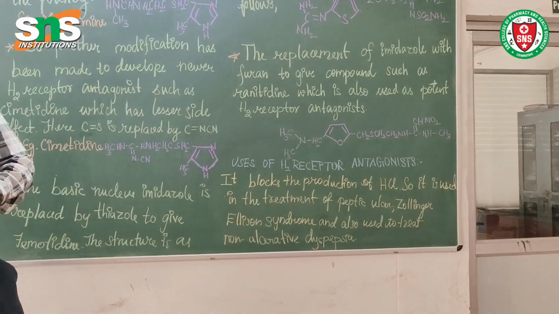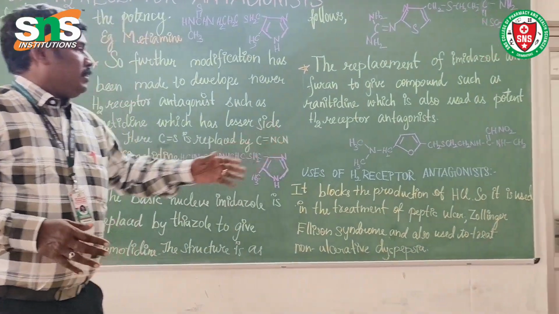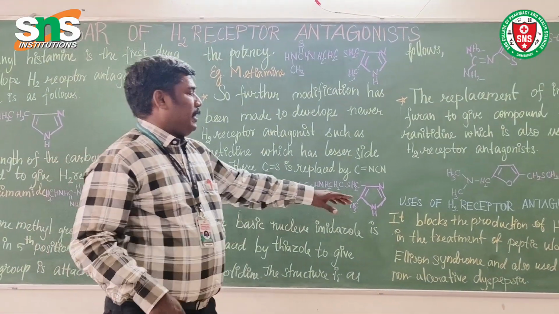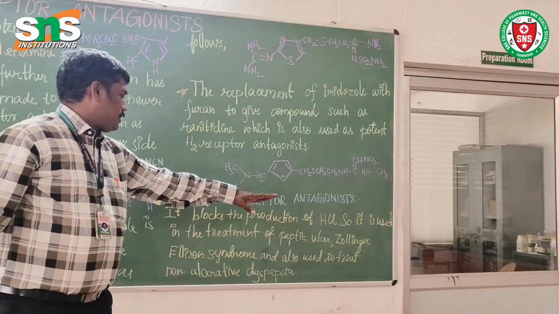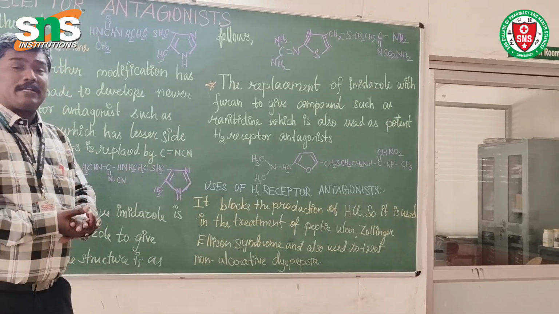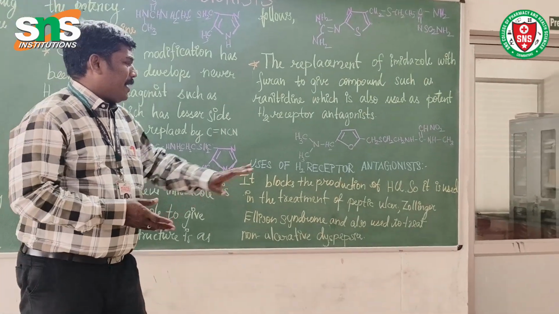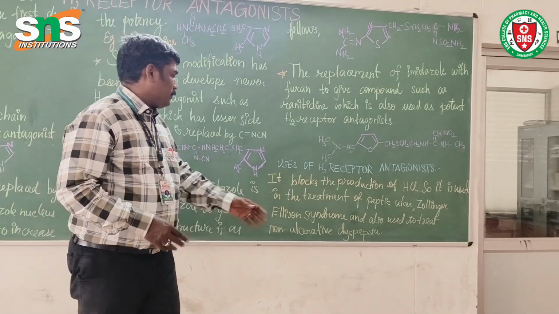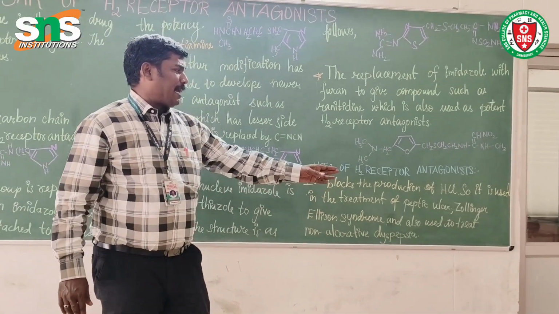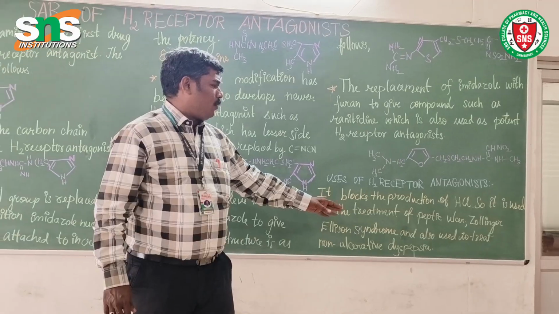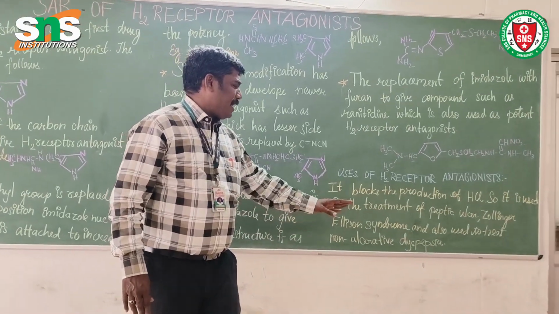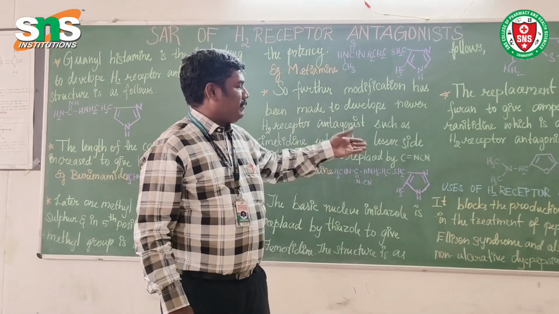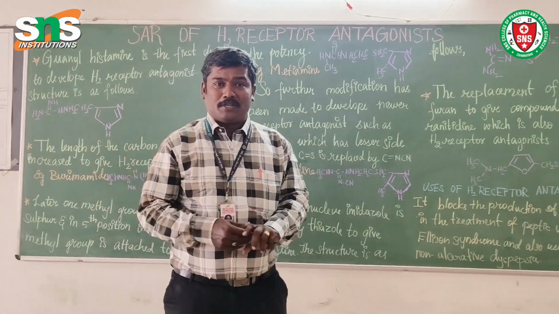So what is the main use of this? I hope you could understand the SAR of this. What is the use of H2 receptor antagonists? They block the production of hydrochloric acid. So mainly they are used for the treatment of ulcers. They are used in the treatment of peptic ulcer, Zollinger-Ellison syndrome, and also to treat non-ulcerative dyspepsia. I hope you could understand the SAR and the use of these H2 receptor antagonists. Thank you.